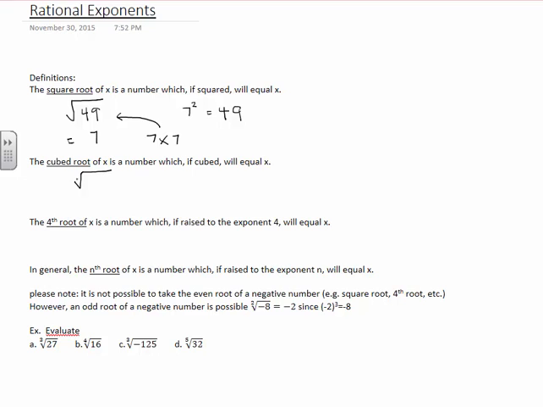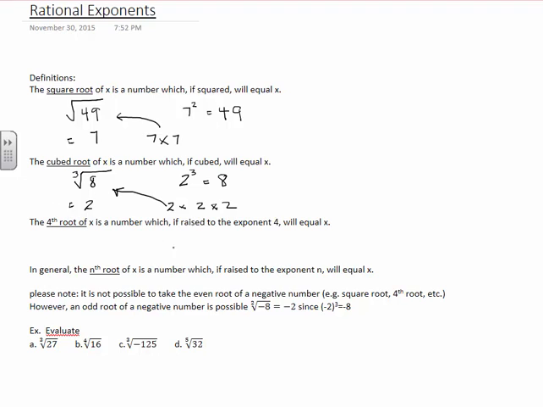A cubed root, now we show the 3 because otherwise it's assumed that it's a square root. So the cubed root of a number, cubed root of x, is a number which, if cubed, will equal x. So for example, the cubed root of 8 is equal to 2 because 2 cubed is equal to 8. Remember that being multiplication. 2 times 2 times 2 is equal to the number under the root sign. We're looking for a number multiplied by itself 3 times.